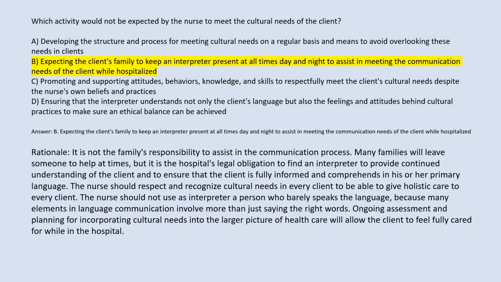The nurse should respect and recognize cultural needs in every client to be able to give holistic care to every client. The nurse should not use as interpreter a person who barely speaks the language, because many elements in language communication involve more than just saying the right words. Ongoing assessment and planning for incorporating cultural needs into the larger picture of healthcare will allow the client to feel fully cared for while in the hospital.